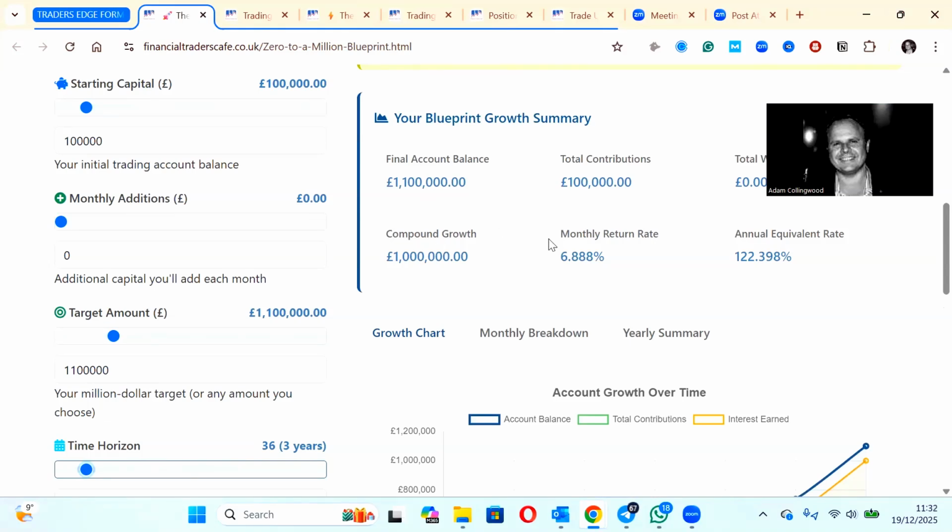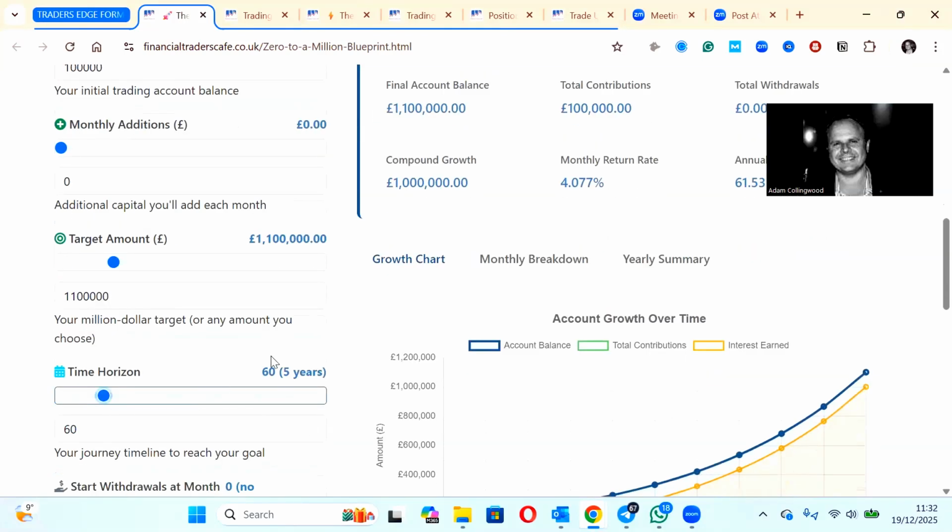100,000, you would need a 6.88% return. Now, bearing in mind that you only get an 80% profit share with the prop firms, you would need to take that into consideration. But for you personally, with the 80% profit share, 6.88%. Now, let's just say you wanted to do that over a longer period. Over 42 months, which is 3.5 years, that would be 5.875%. Let's just say you did this over 60 months. Then that's showing that you would need a compounded return of 4.077%.